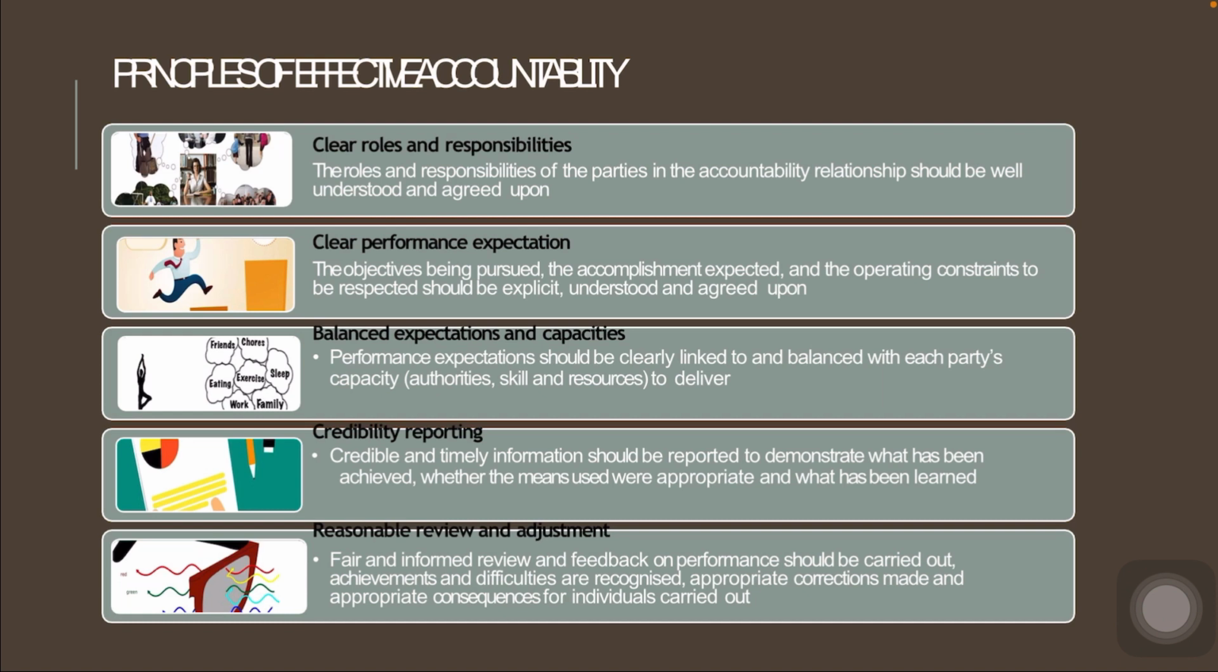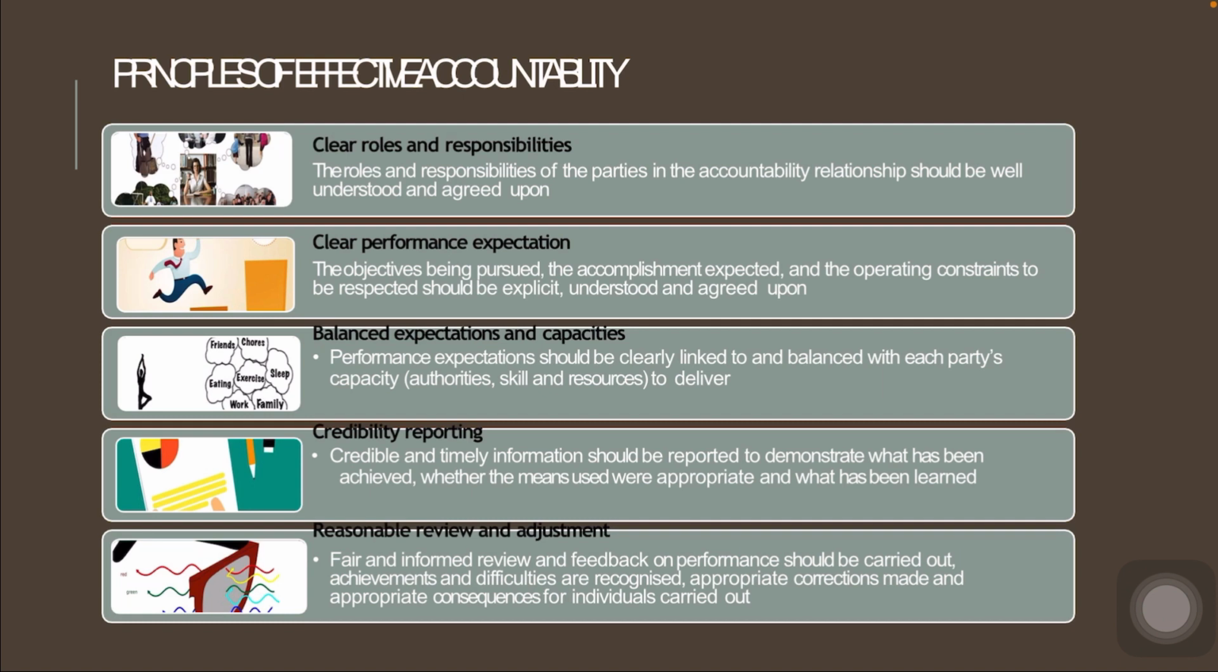So performance expectation should be clearly linked to and balanced with each party's capacity. So for example macam contoh, expectation dan you punya capacity tu, maksudnya kebolehan you lah perlu seimbang. Contoh dari segi authority, skill and resources to deliver. Kalau dalam team you tak ada skill untuk guna pakai mekanisme tu, kenapa you nak kena pakai? So you kena identify. You kena identify lah you punya authority, skill and also resources. You kena identify you punya team player tu macam mana.